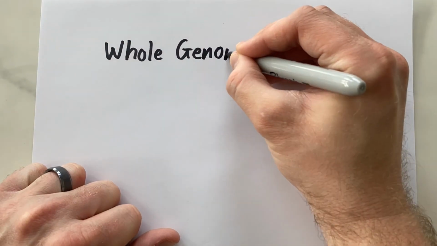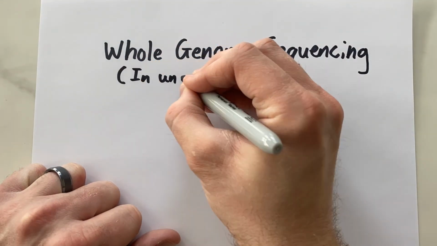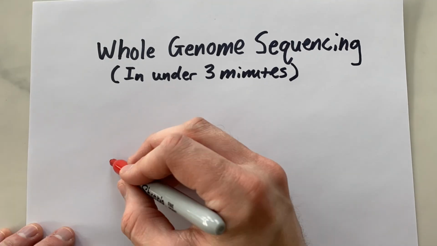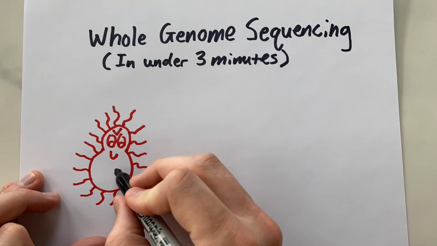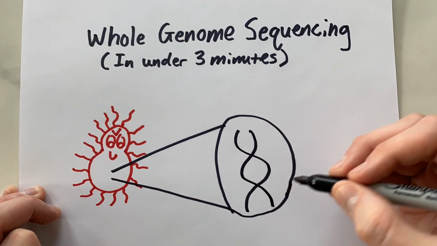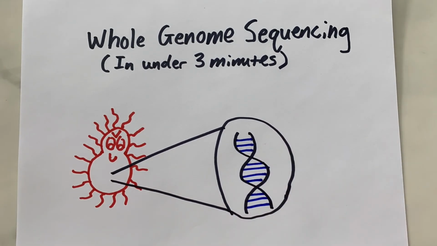Today, we're going to go over what whole genome sequencing is in regard to food safety in under 3 minutes. First, every microorganism has a genetic code that is unique to that organism. So in essence, it's like having a fingerprint.